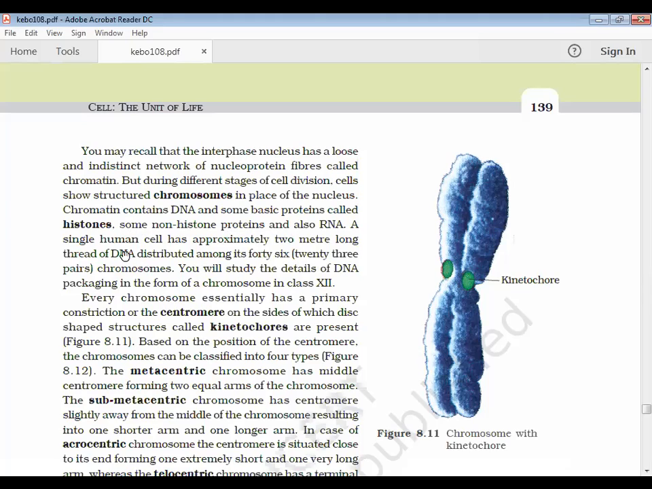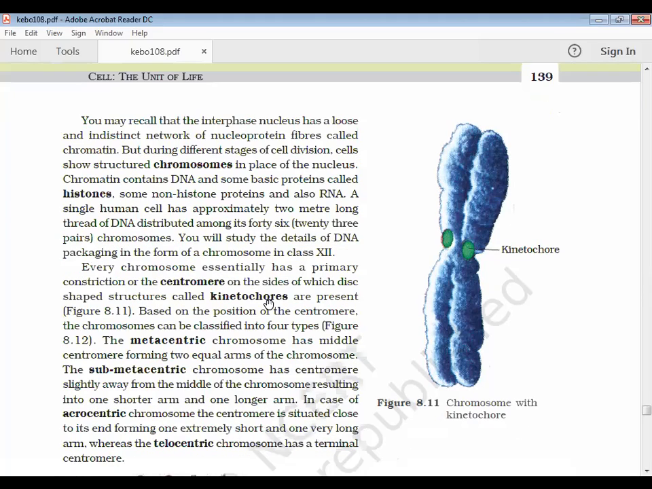A single human cell has approximately a 2-meter long thread of DNA distributed among its 46, that means 23 pairs of, chromosomes. You will study the details of DNA packaging in the form of chromosomes in class 12.